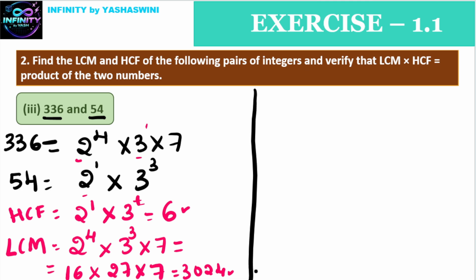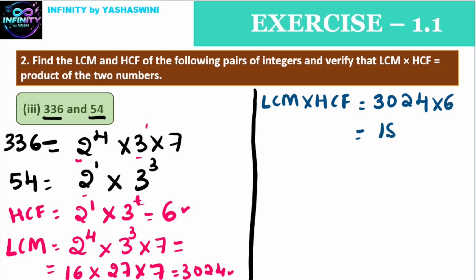Let us verify whether LCM into HCF is equal to the product of two numbers or not. LCM into HCF, that is, LCM is 3024 and HCF is 6. So 3024 times 6 is 18,144. Now we'll find the product of 336 and 54.